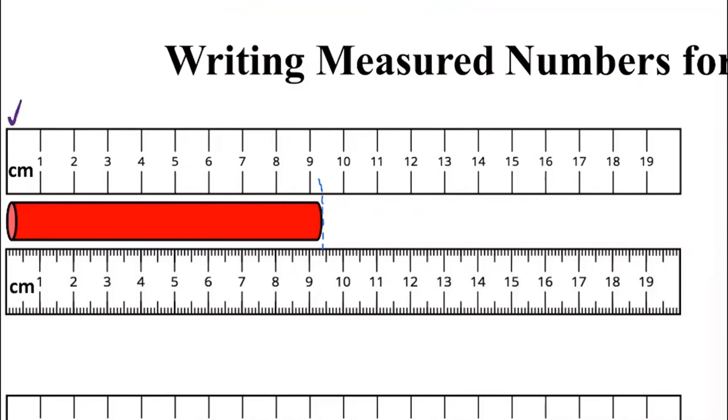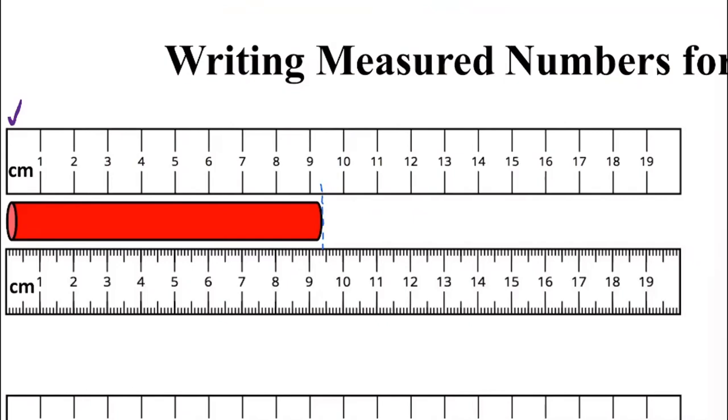Now, if I'm using the instrument on the top, and I want you guys to put it in the chat, what's going to be my measured number utilizing the top ruler? What could be a measurement? What is my measured number? I see a lot of 9 centimeters, but we're missing the estimated digit, you guys. Because as you can see here, this is not quite exactly at 9. This is past 9.